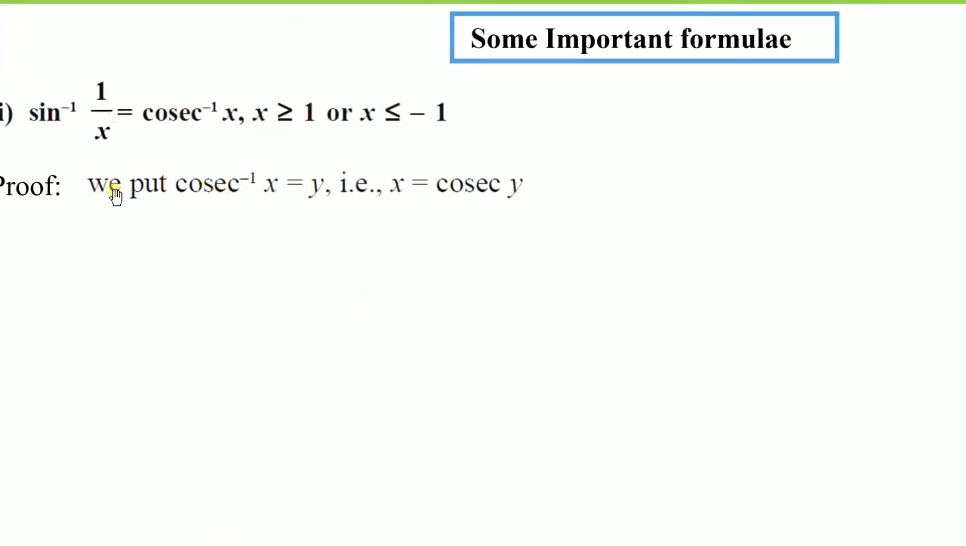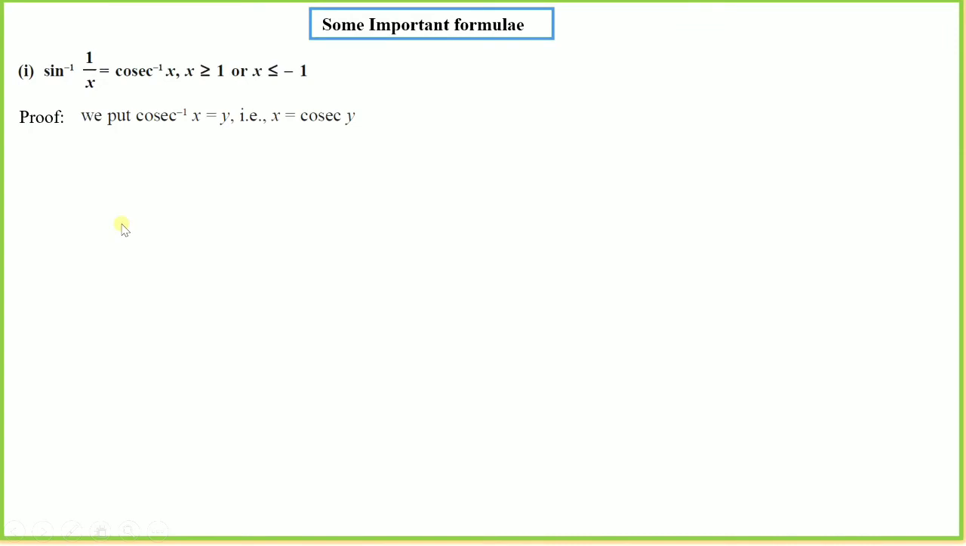Let cosec inverse x be equal to y. Then, taking cosec on both sides, cosec and cosec inverse cancel, so x is alone, and on the other side we have cosec y. So cosec y is equal to x. Then taking the reciprocal of both sides, the reciprocal of x is 1 upon x, and the reciprocal of cosec y, that is 1 upon cosec y, becomes sine y. Why did we do this? Because of this 1 upon x.